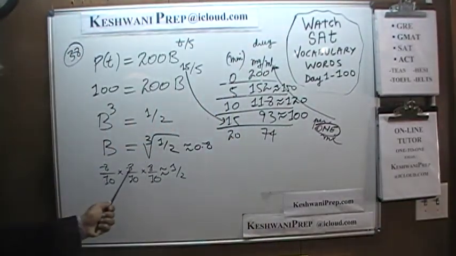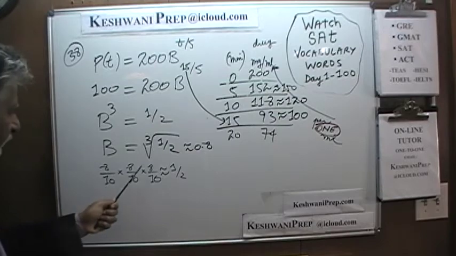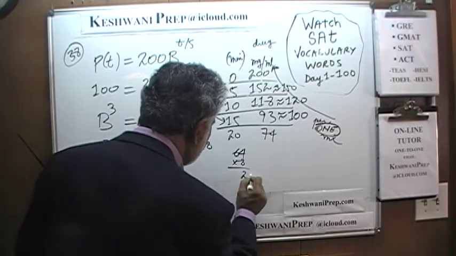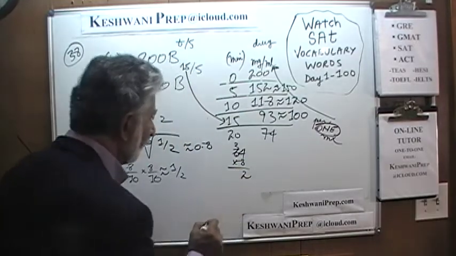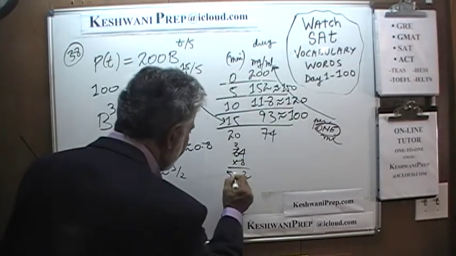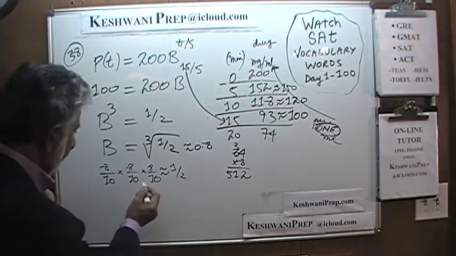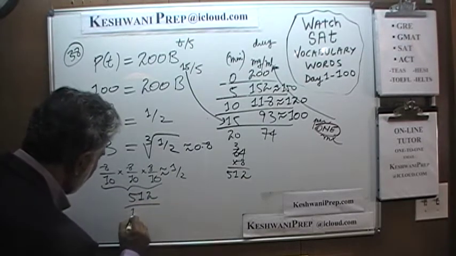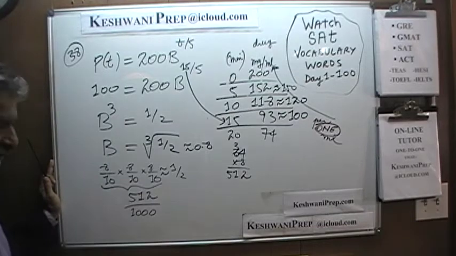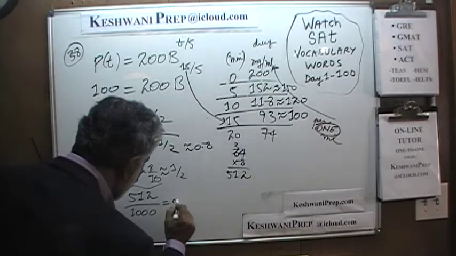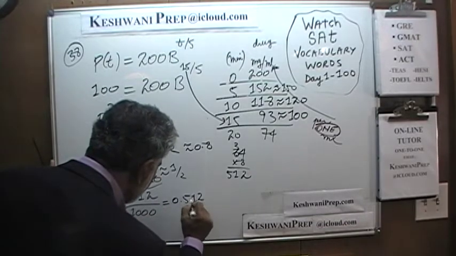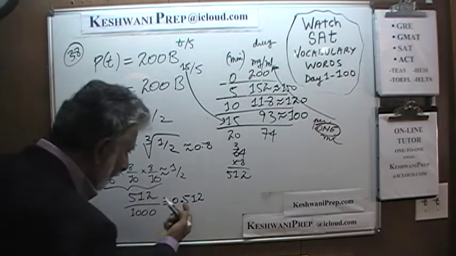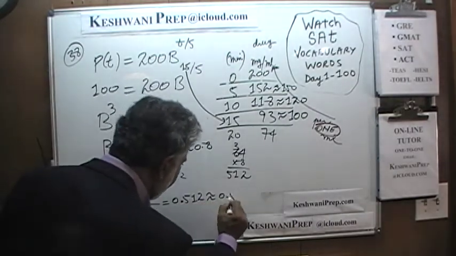So 8 times 8 is 64. 64 times 8: 64 times 8 is 32 3, 6 8s are 48, 48 plus 3 is 51. There you go. This quantity that you see there is 512 over 1000, which is 0.512, and what we're claiming is that this quantity is approximately 0.5.